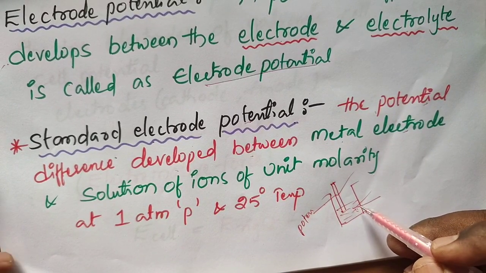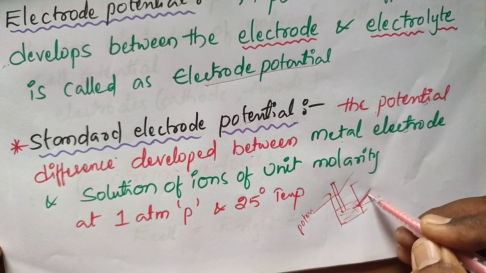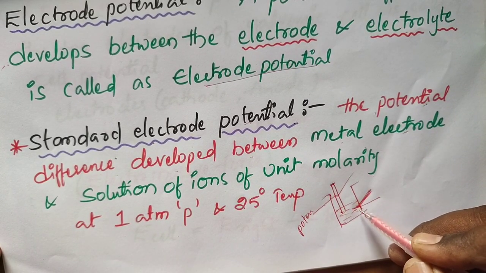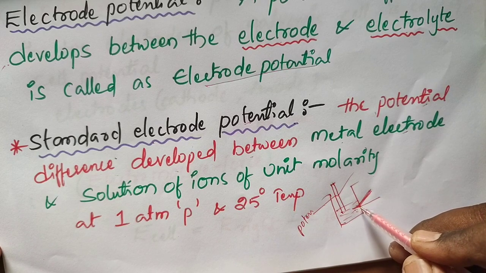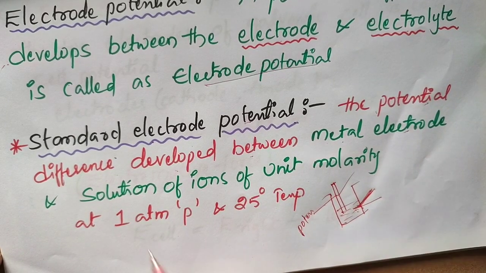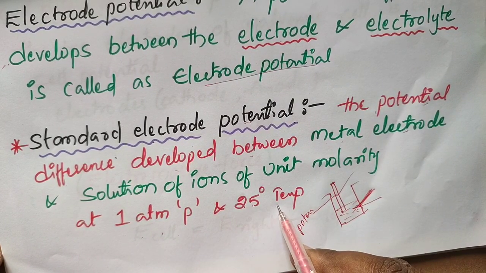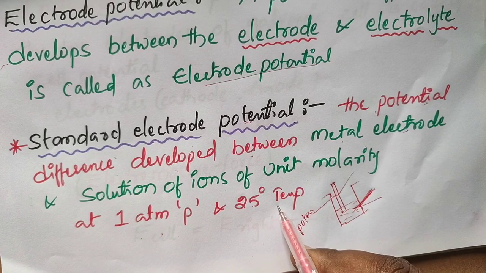Okay, electrode potential. And the standard electrode potential means the solution contains ions of unit molarity. What is the meaning of that? The solution molarity is unit molarity, at 1 atmosphere pressure and 25 degrees temperature. Okay, 25 degrees temperature.